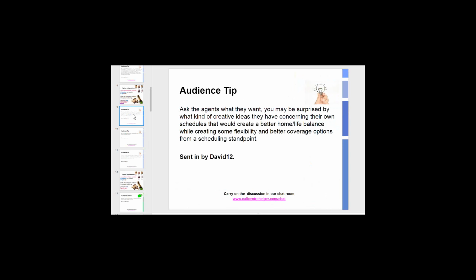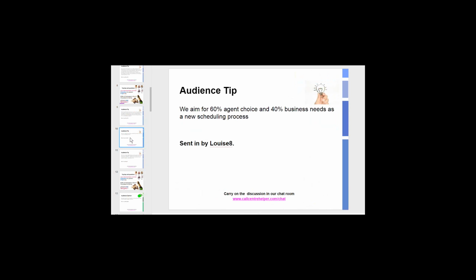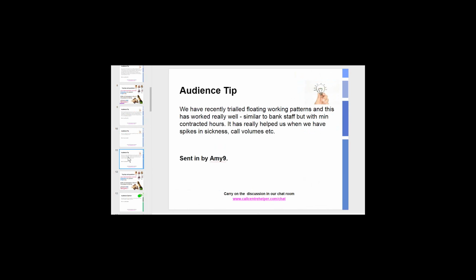Okay, we've got a tip coming from David who said, ask the agents what they want. You may be surprised by what kind of creative ideas they have concerning their own schedules. And then we've got another one from Louise who said, we aim for 60% agent choice and 40% business needs as a new scheduling process. And a final one then from Amy who said, we have recently trialled floating working patterns and this has worked really well. Similar to bank staff but with minimum contracted hours. It has really helped us when we have spikes in sickness and call volumes. So I think that ties in. Thank you very much. I think that last one ties in very well with a point that Penny made earlier.